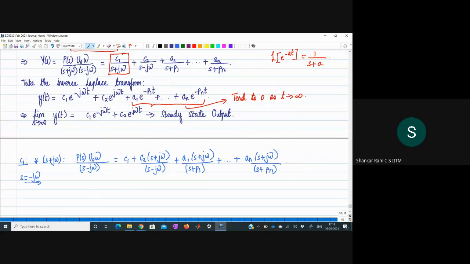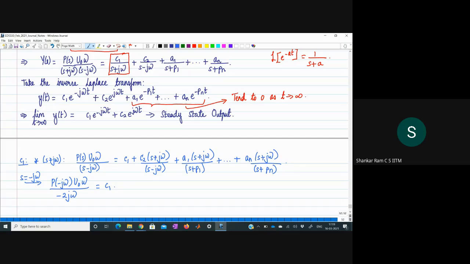So if we substitute s equals minus j omega, all the terms other than C1 on the right hand side will vanish, right? So I will get P of minus j omega, u naught omega, and what will happen to the denominator, s minus j omega? I will get minus 2j omega, right? Do you agree? And that will be equal to C1. Please stop me if there are any questions.